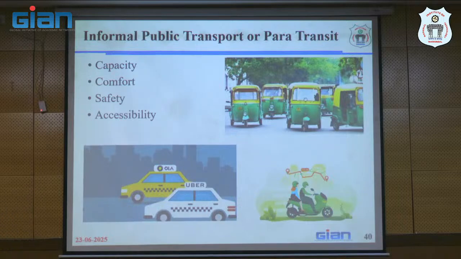So when I'm looking at what point these modes will come in as the access modes, then what kind of system or policy applies to them? If you identify that point, then we can easily evaluate whether the mode is complementary or competing with respect to the public transit system in many of the cities in India.